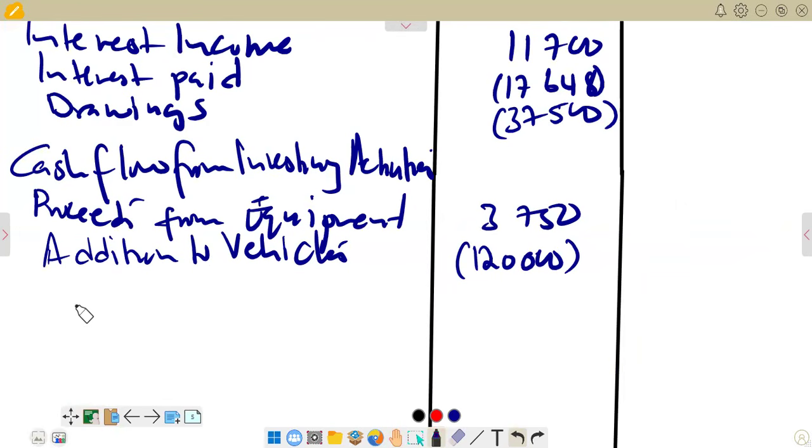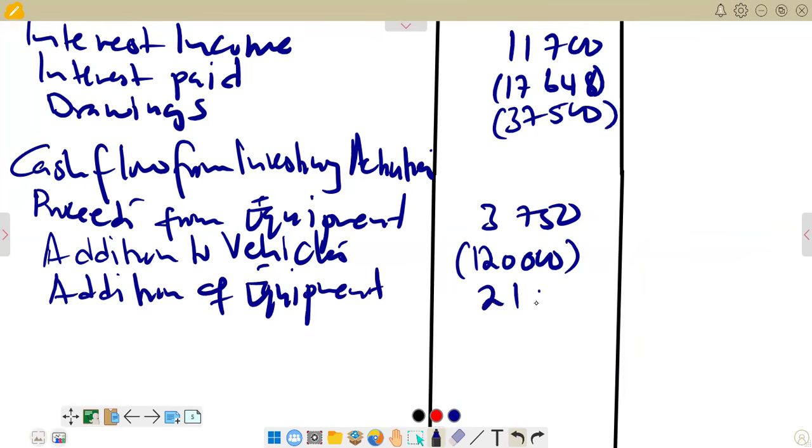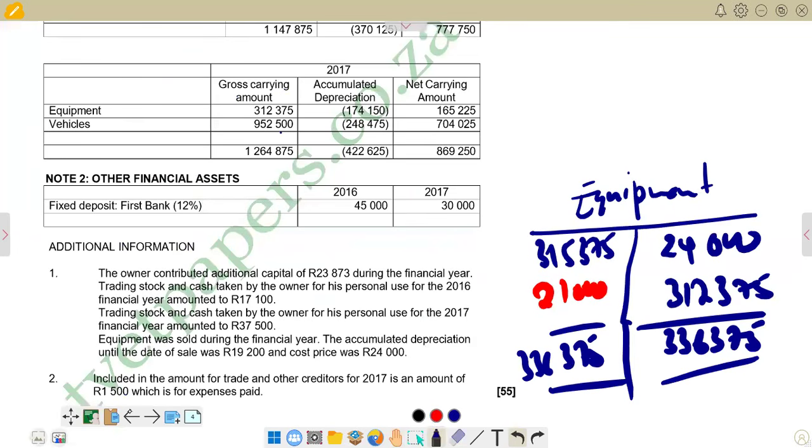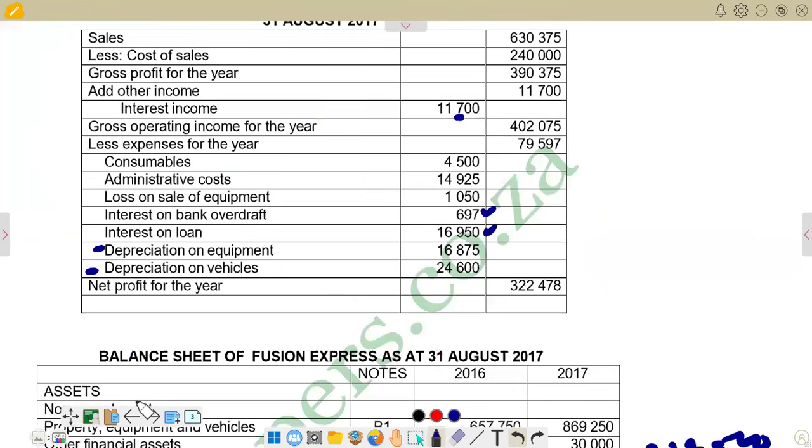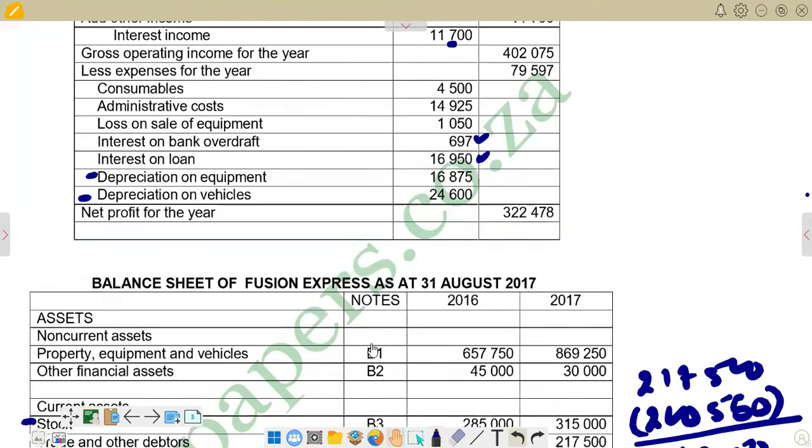So we come here and say addition of equipment, whereby we have 21,000. So this is what we have. And then obviously we are still on the investing activities, so we can check on the issue of fixed deposit. The movement of fixed deposit, again, we can only see in the balance sheet. So come here and try to check in the balance sheet what we have in terms of fixed deposit.